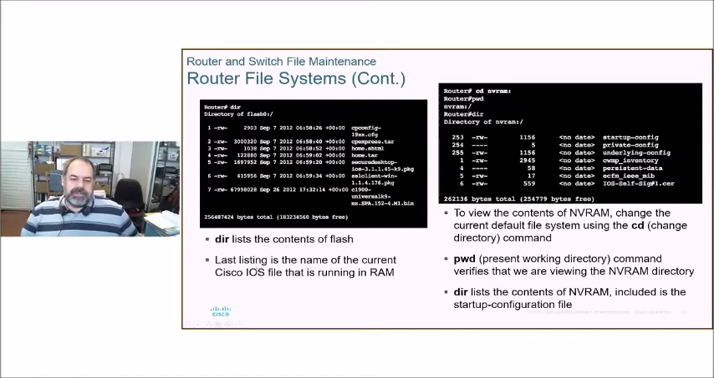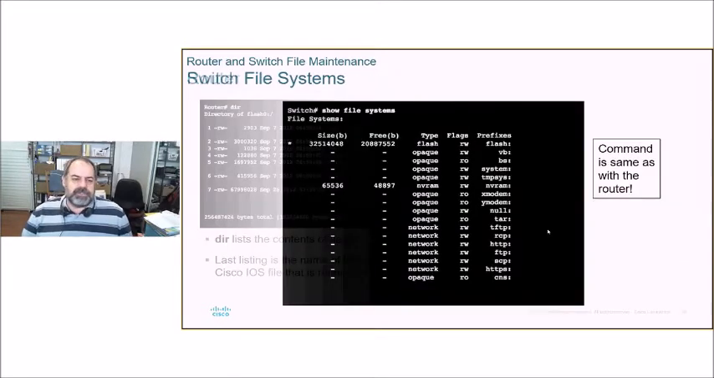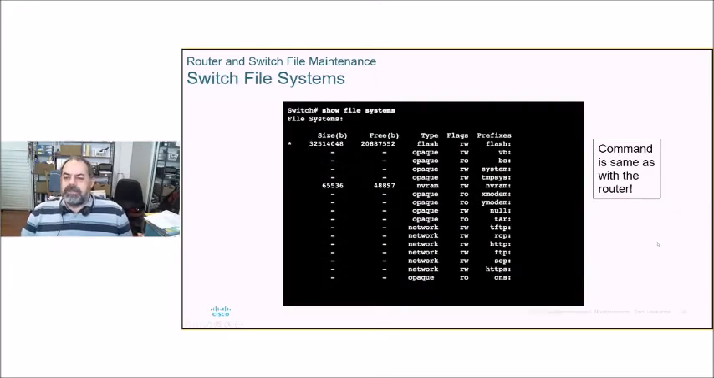And so basically, to view the contents of NVRAM, you can actually CD to NVRAM, and it will show you what's in there. DIR, much the same as the DOS command line. The command is the same as with the router, so for a switch it's not greatly different. So you've got Flash and you've got NVRAM, and TFTP is an option, but again, not connected.